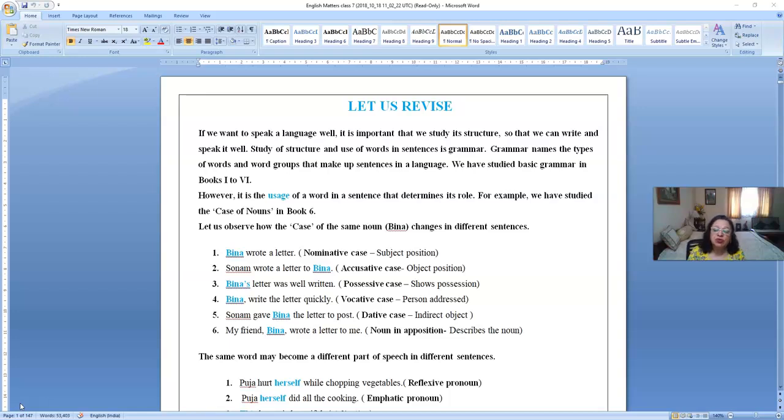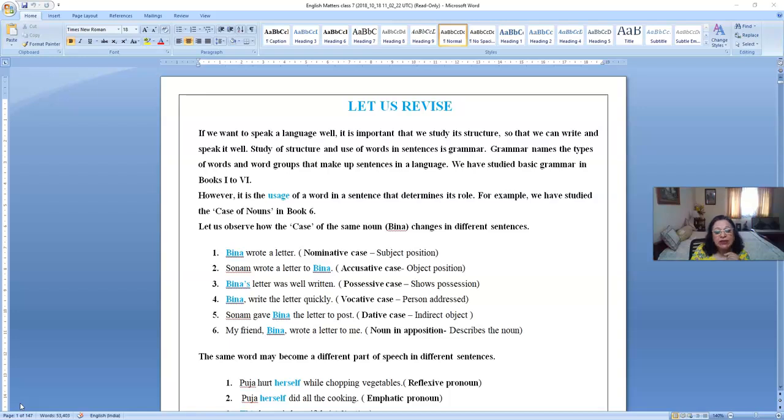Now, Sonam wrote a letter to Bina. Who wrote a letter? Sonam. So, we are not talking about Sonam. Sonam is actually the subject. But Bina now has moved to the object position. So, when a noun is in the object position, it is said to be in the accusative case. Now, what you have to remember is when you accuse somebody, you are the subject, you are accusing somebody. So, that somebody is the object. That is why remember this word, accusative case. You nominate the subject, but you accuse the object.